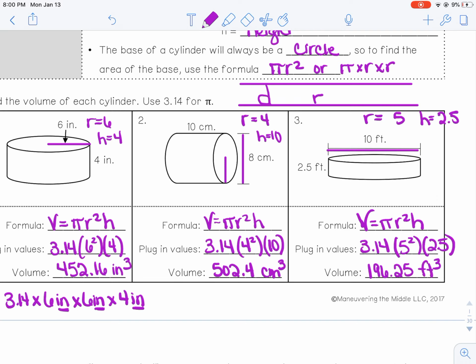Okay. Hopefully those are pretty straightforward. Those are pretty easy. The hardest thing that you have to do again is decipher, do you have diameter or do you have radius? And if you have diameter, you have to cut it in half. If you have radius, you have to do nothing but plug it in.